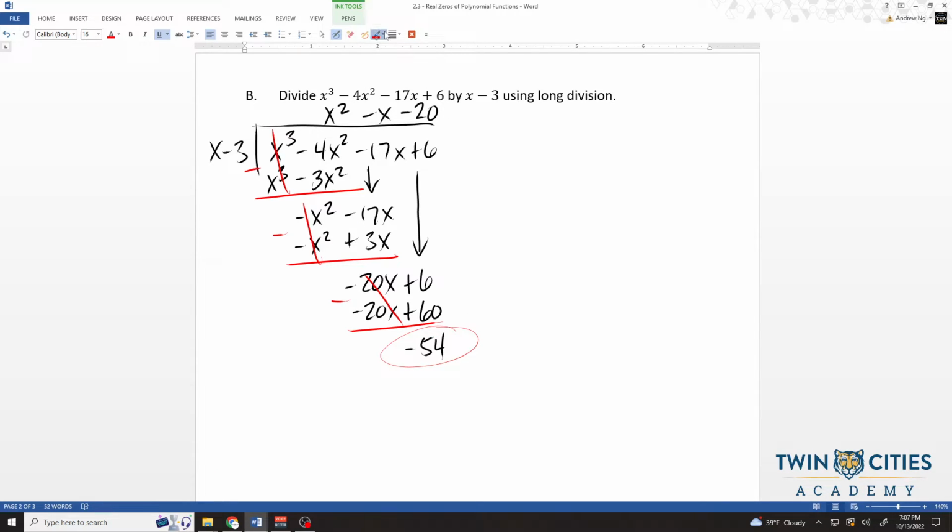So how I write this as my answer is I write whatever I found up here, x squared minus x minus 20, and to write my remainder, I can say plus negative 54 over x minus 3, since I'm dividing by x minus 3.